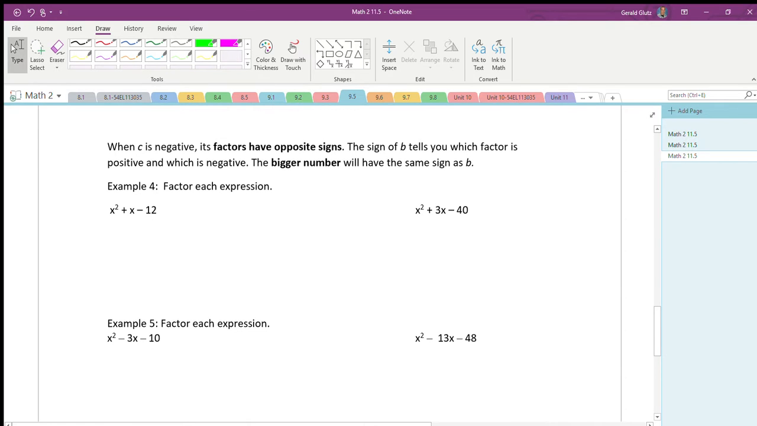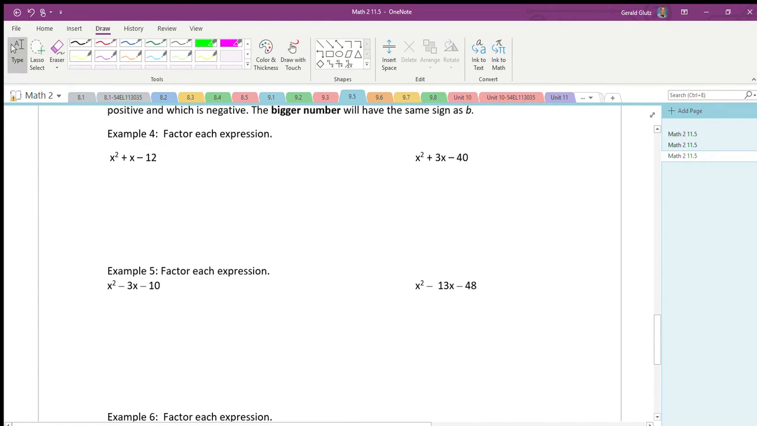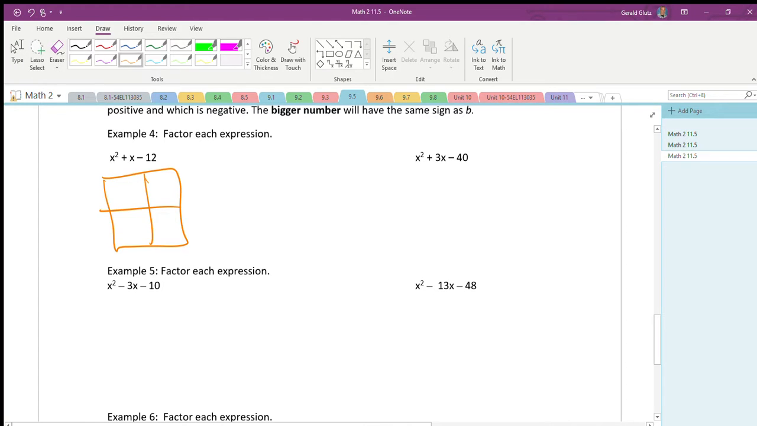So moving on to the next page. This time, and you will see stuff like this, the c, or the last number, is negative. So a is still 1, c is negative 12, and b is positive 1. The factors of 12 are 1 and 12, 2 and 6, 3 and 4. So we need two numbers that multiply to equal negative 12.